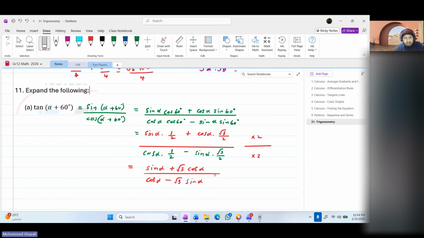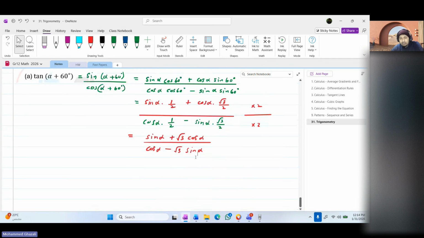Right, and that's my answer. I'll leave my answer like that. That's the expansion for tan alpha plus 60. That's what it is. I'll leave the answer like that. I will not proceed further with this problem.